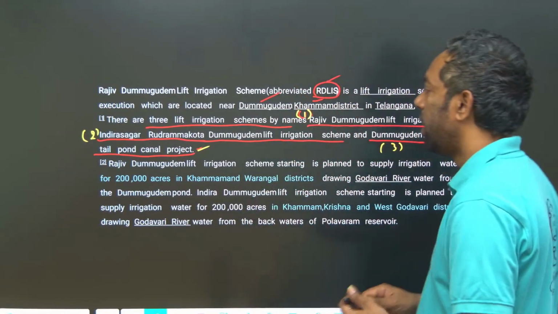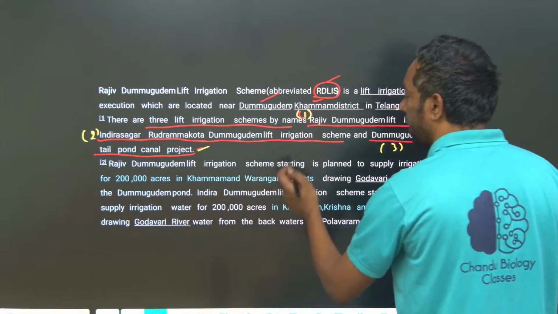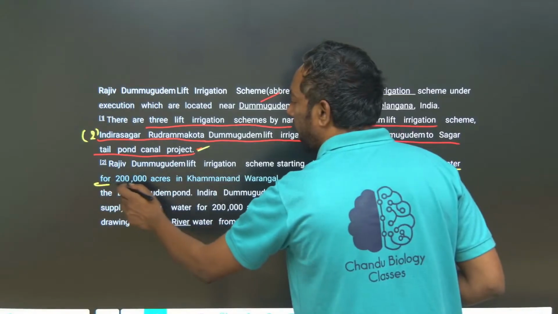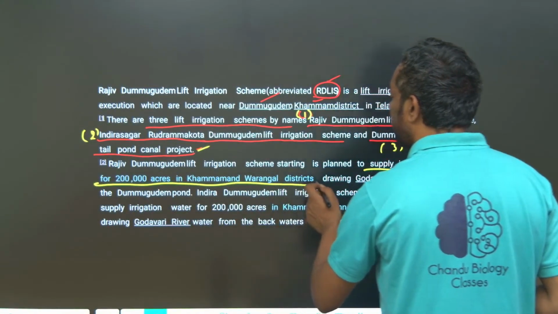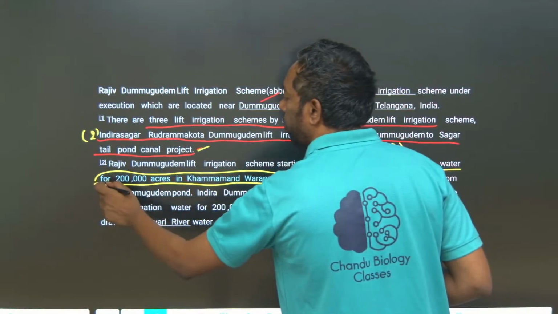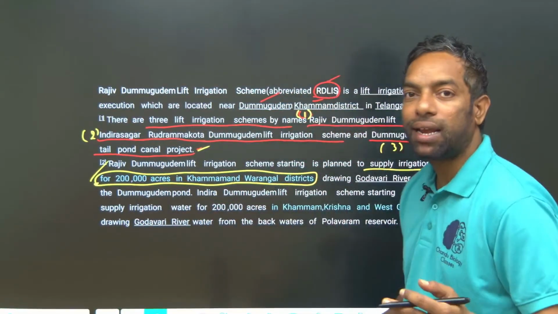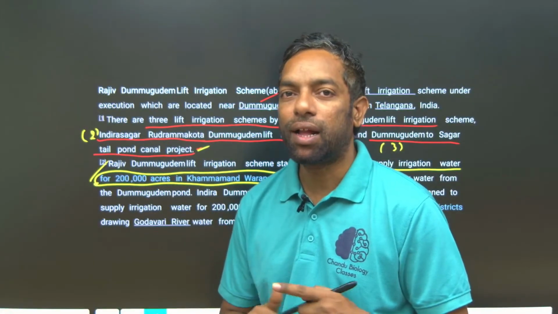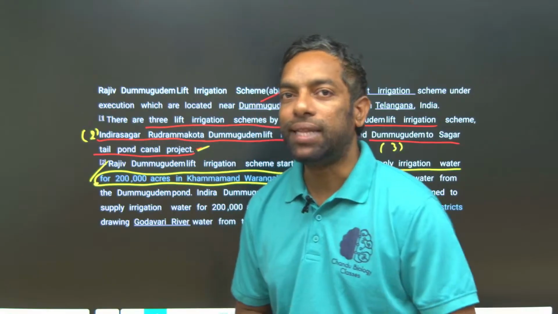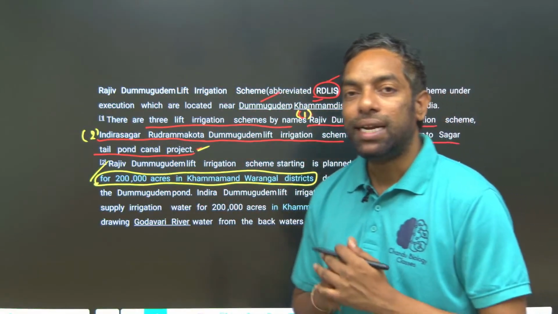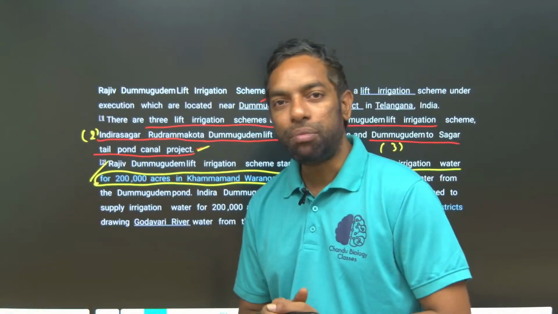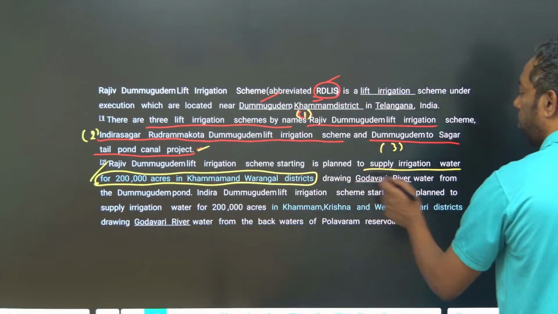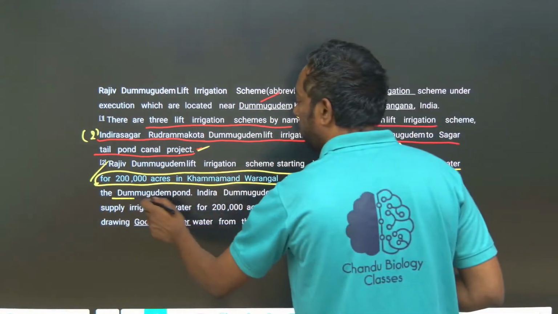Rajiv Dummagudem lift irrigation scheme is a lifting plan to supply irrigation water to 2 lakh acres in Khammam and Warangal districts. This is the keyword. The main aim is 2 lakh acres, covering Khammam and Warangal. They can ask you which of the following districts are covered under the Dummagudem lift irrigation project. They are drawing the Godavari water from the Dummagudem pond.